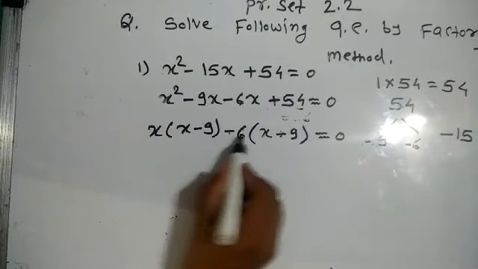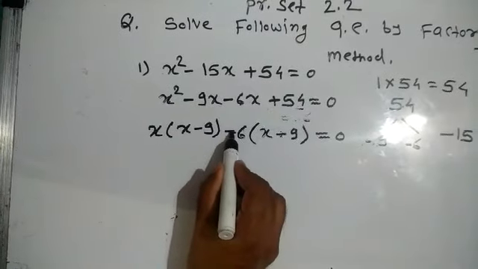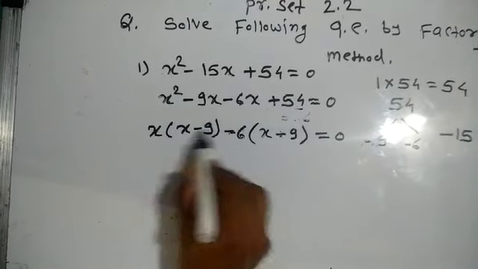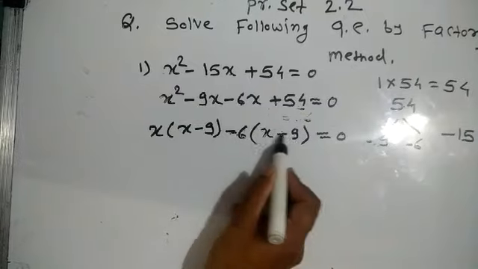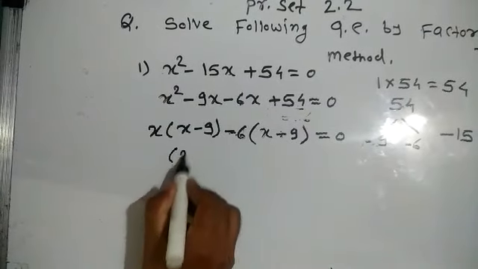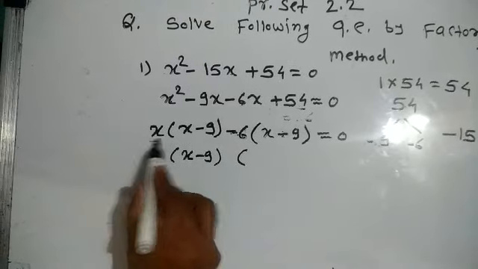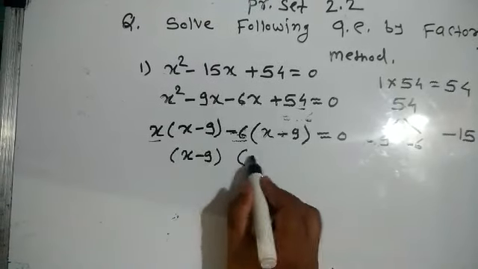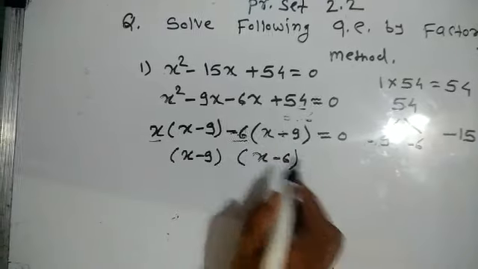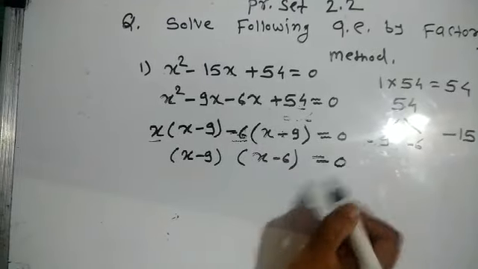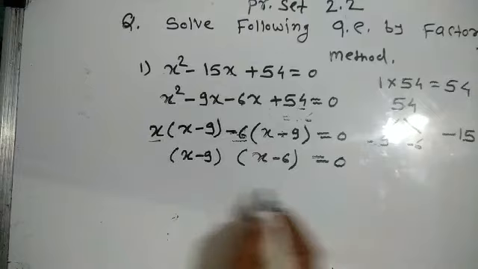Here again look: at the middle there is a minus sign. At the left hand side x minus 9, at the right hand side x minus 9. Therefore, take x minus 9 as a common in one bracket. What is remaining? x and minus 6 are remaining. Therefore, write x minus 6 in another bracket is equal to 0.